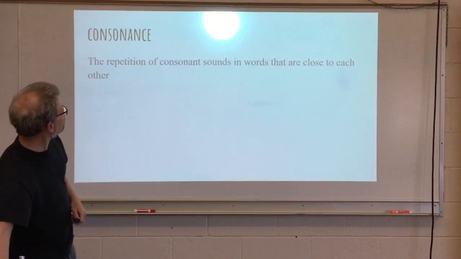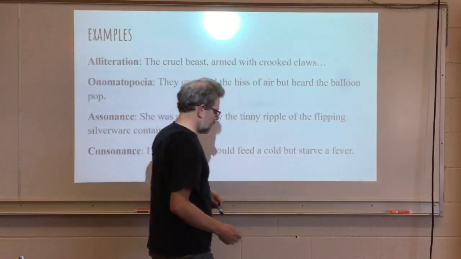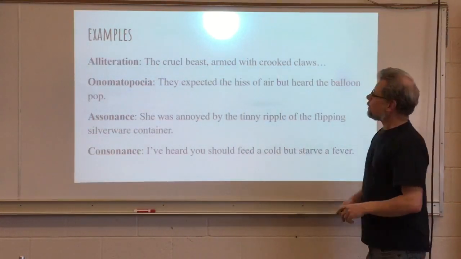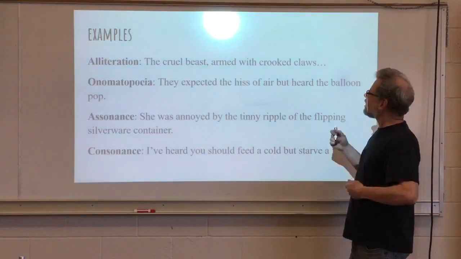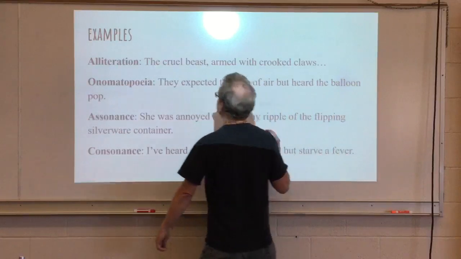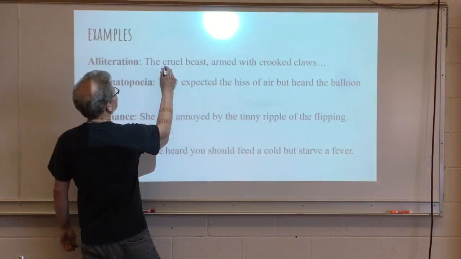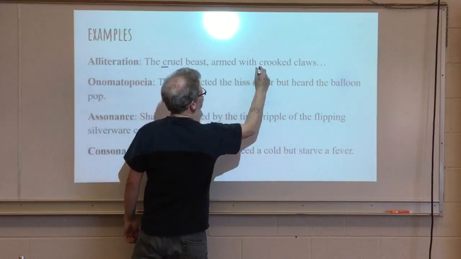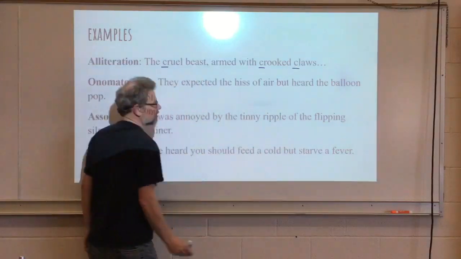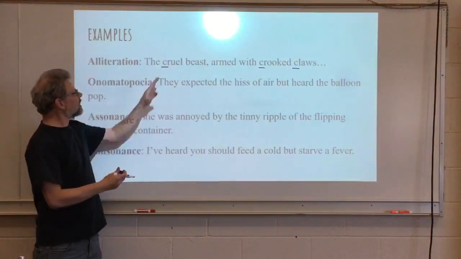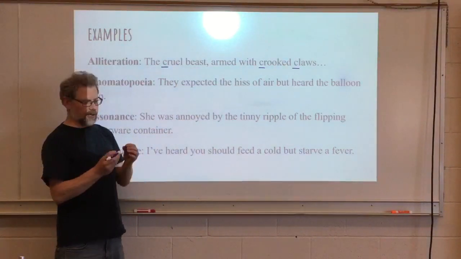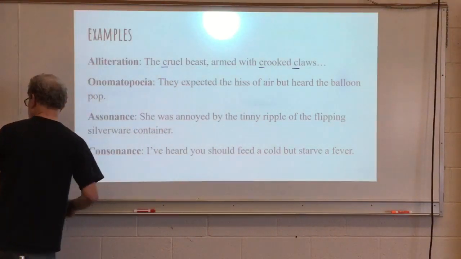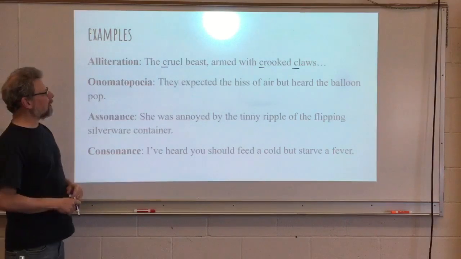Let's look at some examples. An example of alliteration: the cruel beast armed with crooked claws. All right? Cruel, crooked, claws. Hear that repetition? The C sound at the beginning of those words. That's alliteration. All right? How about onomatopoeia?